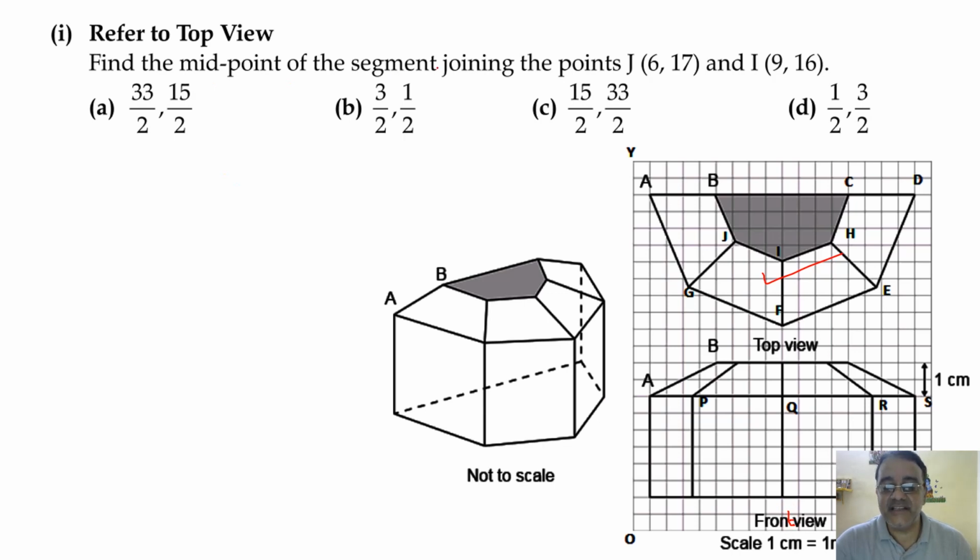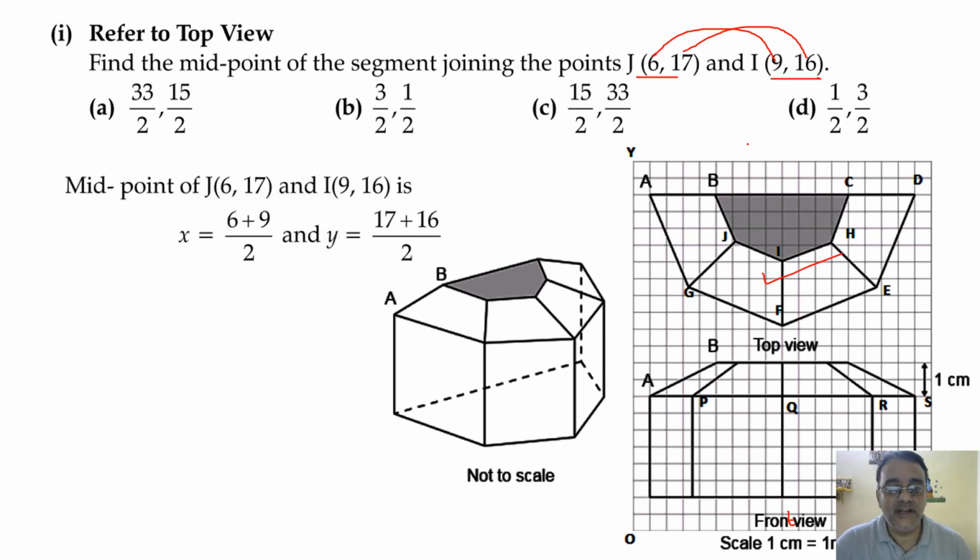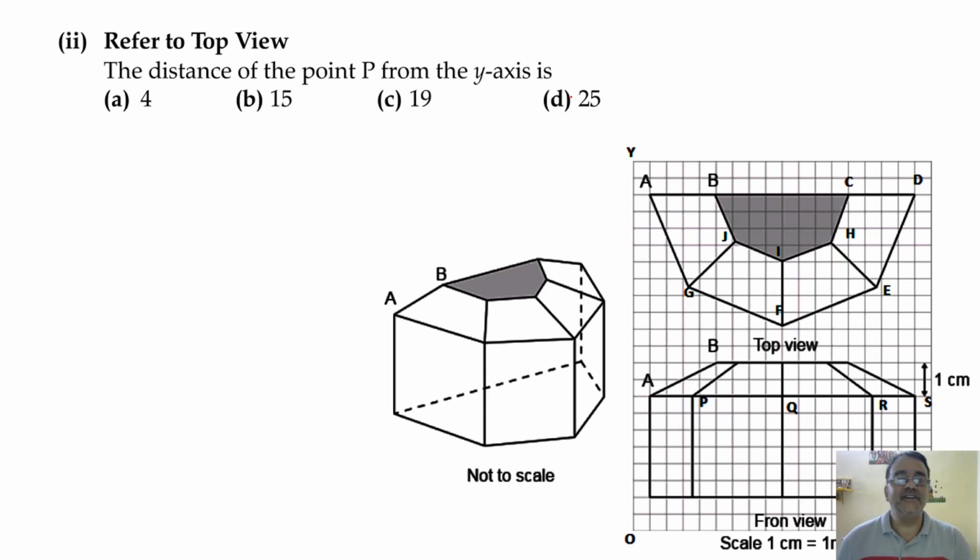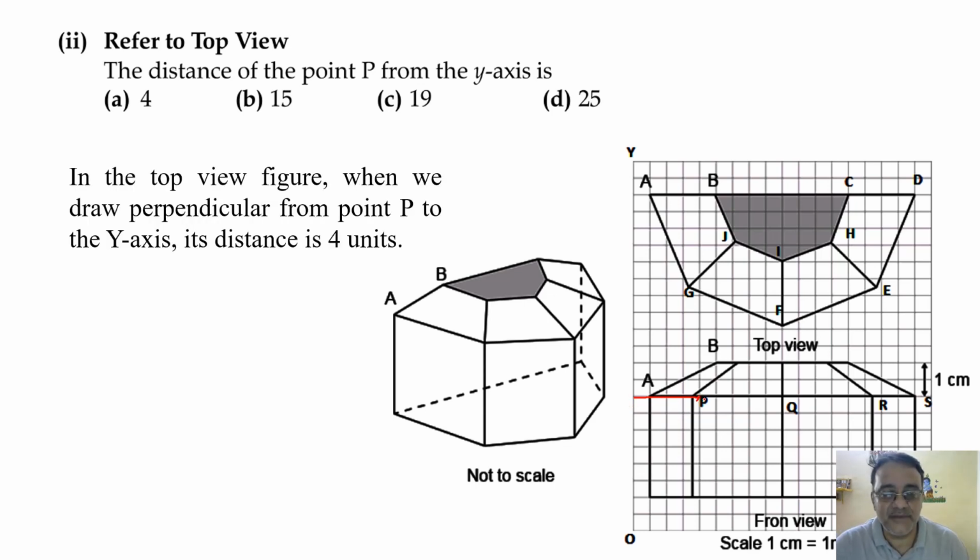Find the midpoint of the segment joining the points J and I. So already coordinates are given in this question. Okay, so see, 6 plus 9 by 2 is 15 by 2, and 17 plus 16 by 2 is 33 by 2. So 15 by 2 and 33 by 2. The correct option is C. Next question, refer to the top view, the distance of point P from the y-axis. तो ध्यान से देखो, if you draw the perpendicular line up to point P, it is approximately equal to 4 units. So the correct option is A.